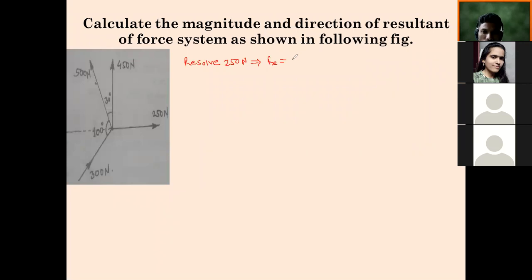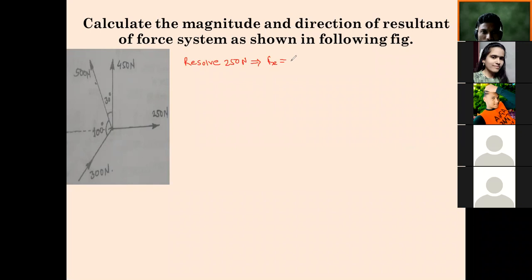250 Newton. Plus 250. Why? Because it is a horizontal force. A horizontal force will have only a horizontal component, or x component. Its y component will be 0. Are you agree with me here? 250 Newton force, 0. Yes, sir. Okay, and it will be positive. Why? Because it is going towards the right hand side, or positive x-axis.